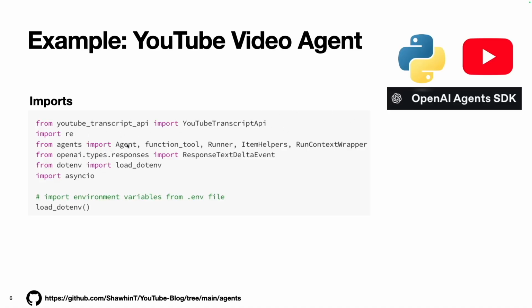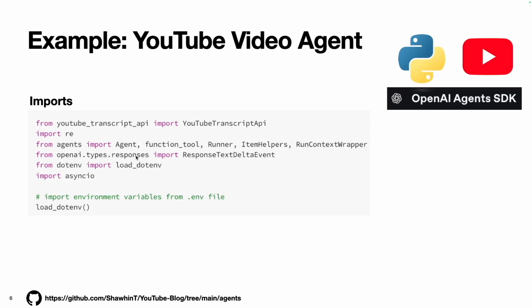Then I'm going to import a bunch of stuff from the Agents SDK. So this agent class, this function tool decorator, runner allows us to run agents, item helpers allows us to keep track of all the events that come out of the agent, and then run context wrapper. I guess we'll see what that does. I don't remember off the top of my head.